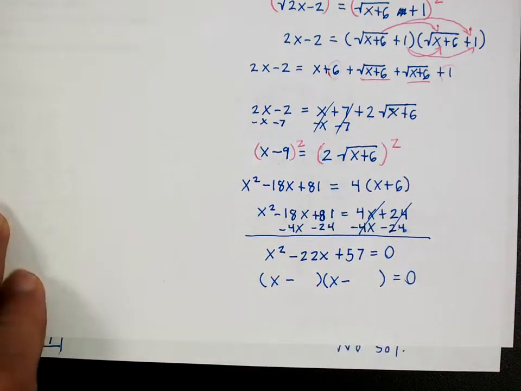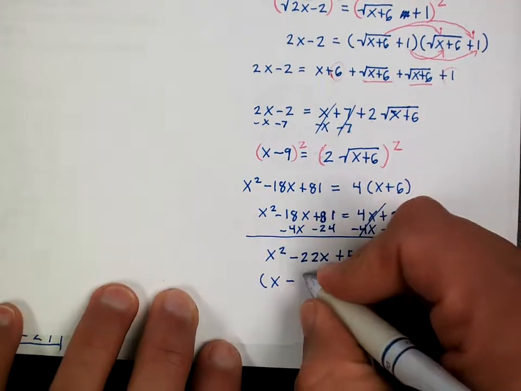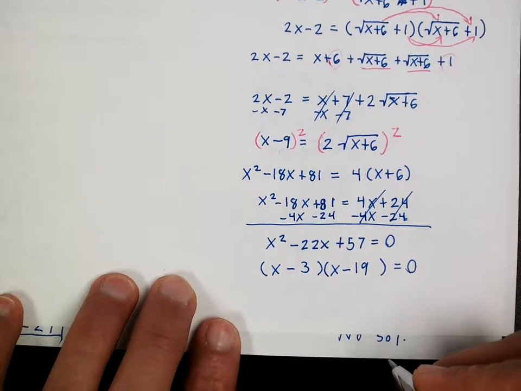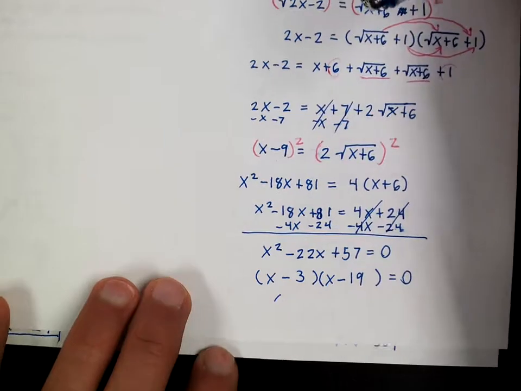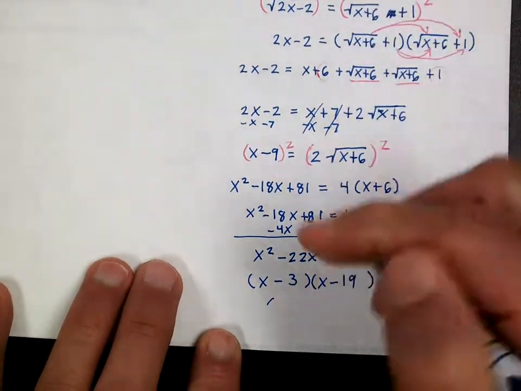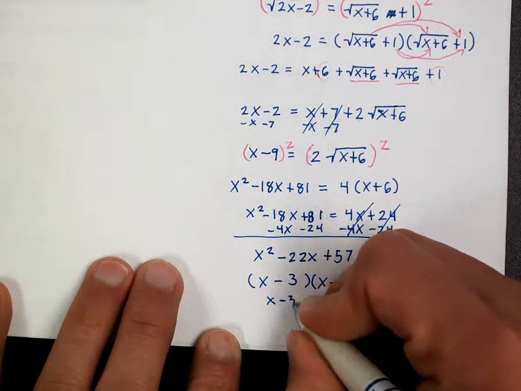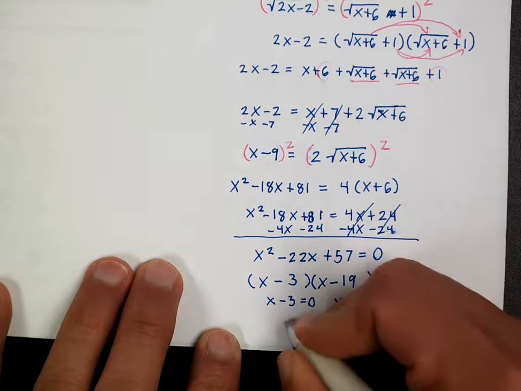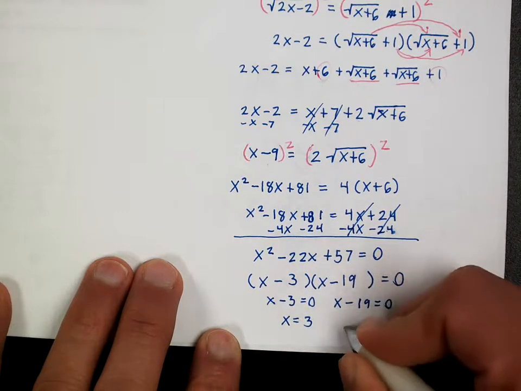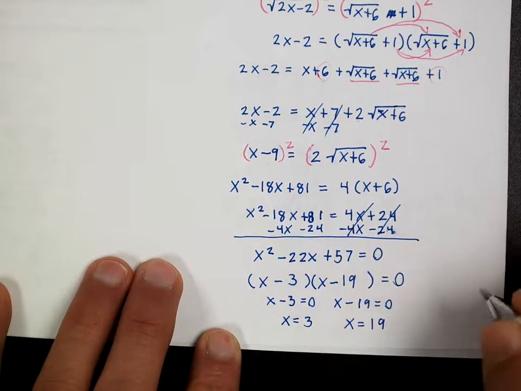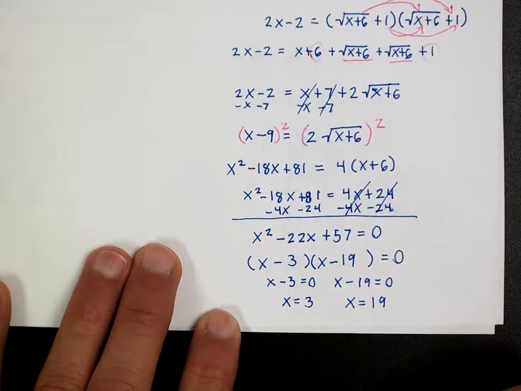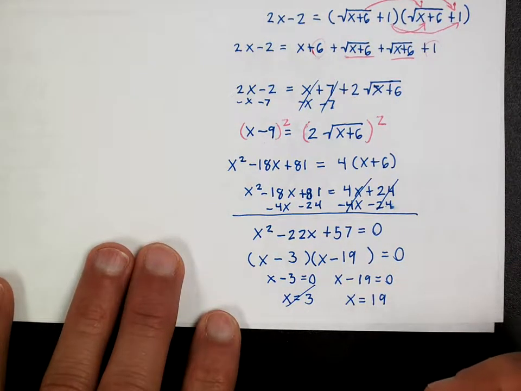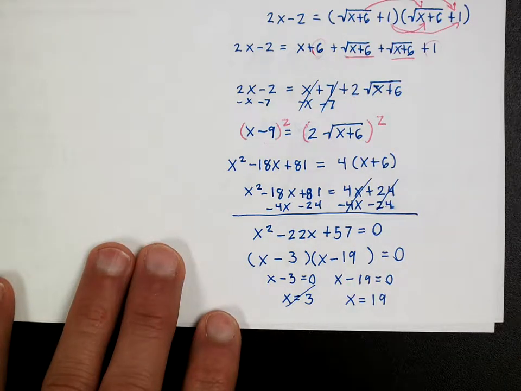All right. So I set each factor equal to 0. So this is x is equal to 3, x is equal to 19. And it turns out that one of these does not work. All right, the 3 does not work. Again, remember how I showed you how to do this in the last video.